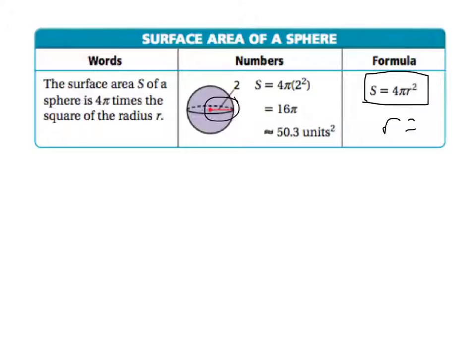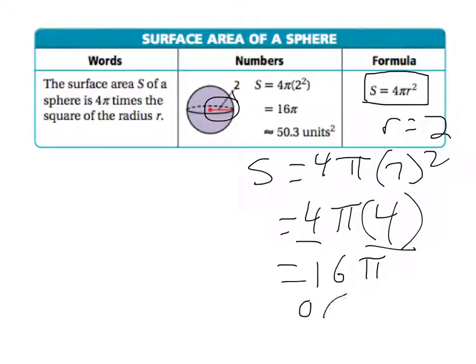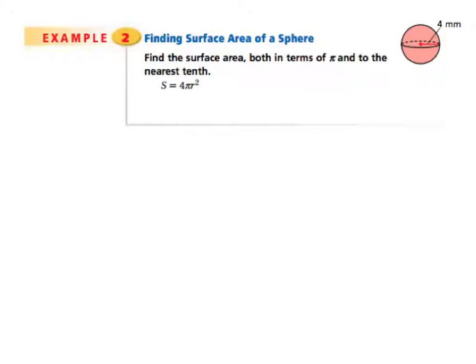In this case, the radius is 2, so surface area is 4 pi 2 squared, which is 4 pi times 4. 4 times 4 is 16 pi, or we can say 16 times 3.14, which is 50.24 units squared.